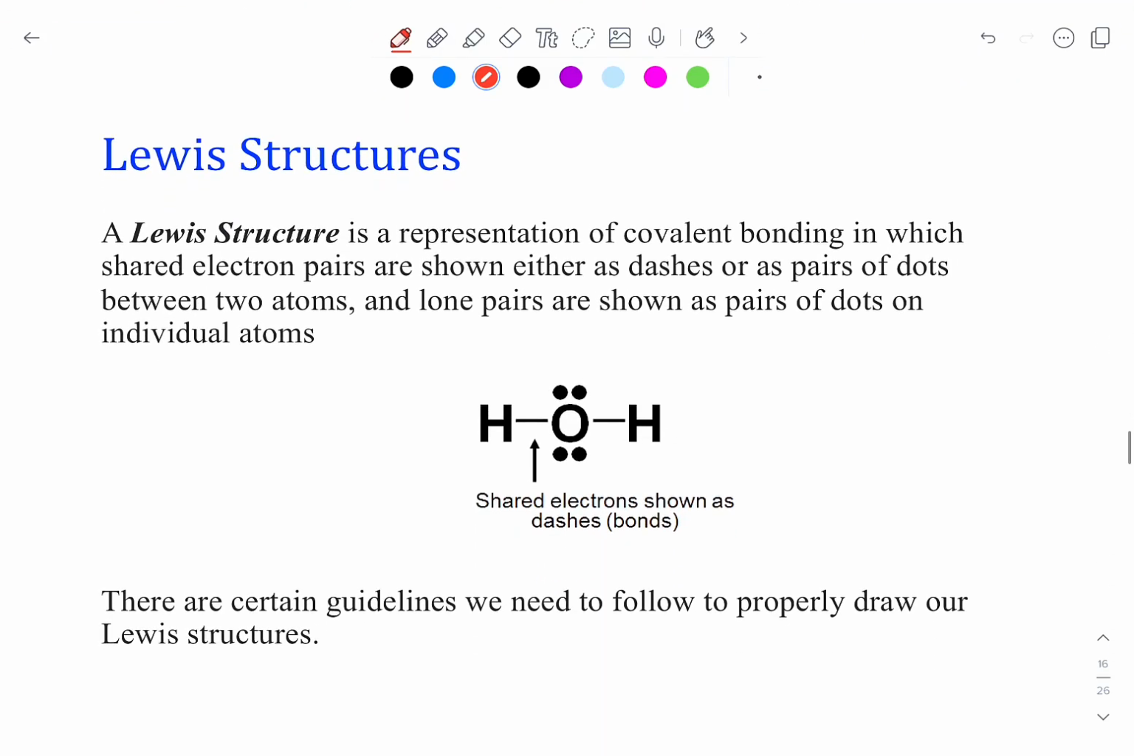Okay, so let's get into drawing these structures. How do we classify our structures? How do we draw them? Everything like that. So, as we said before, a Lewis structure is a representation of covalent bonding. That's a big word right there.